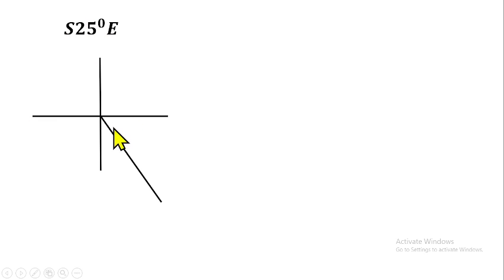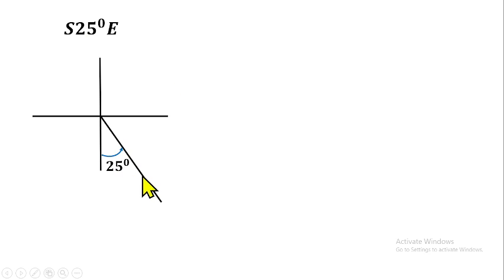Let's convert this 25 degrees southeast to 3-digit bearing. The first thing you need to do is to locate this bearing. This is southeast, so that means you're going to have this south to the east. Draw a straight line there, then locate this angle from the south to the east. So from here to here, 25 degrees.